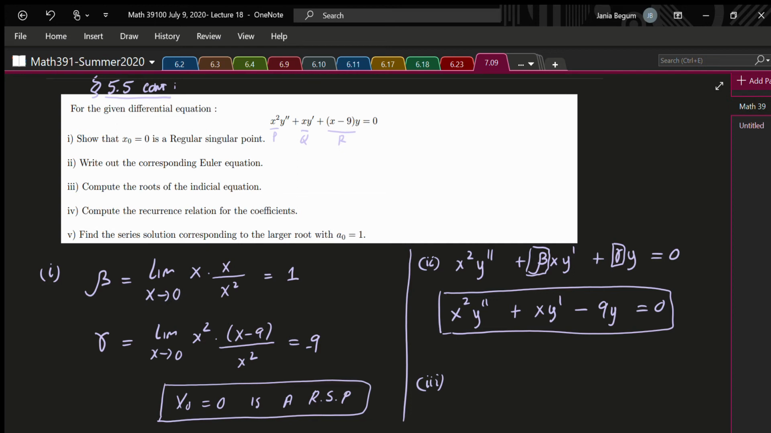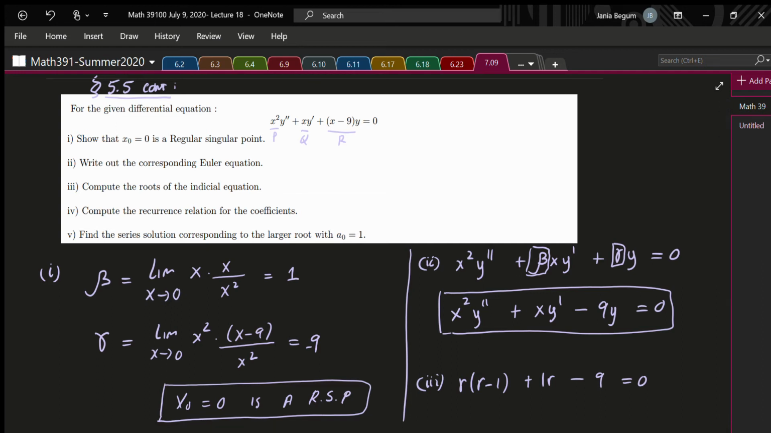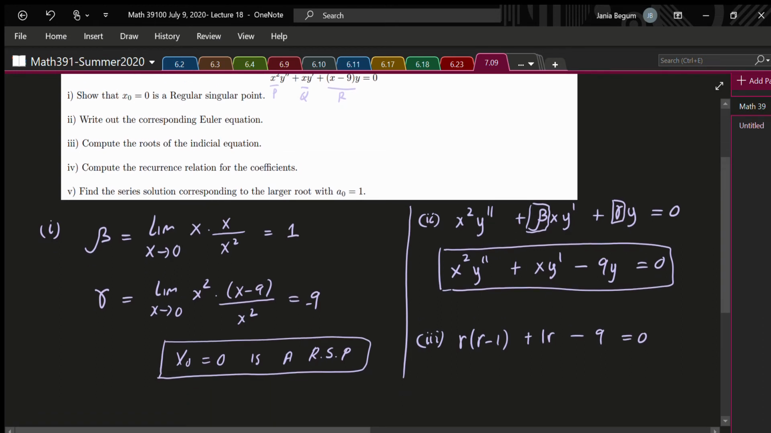What do you guys have? Okay, anyone? What do you guys think? What's the indicial equation for this Euler equation? Yeah. So make sure you guys know this for the test, okay? I'm not getting a lot of participants, but hopefully you guys are following me. Let me know if you guys have questions.